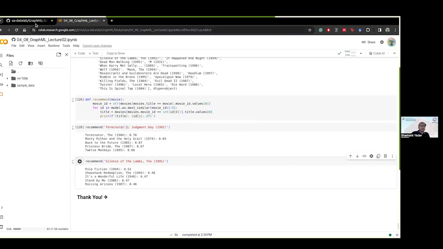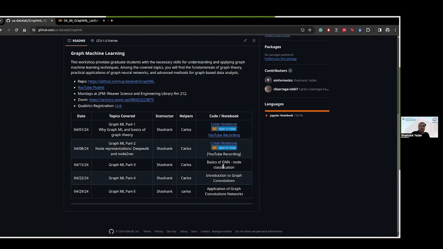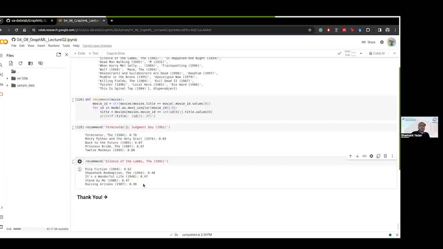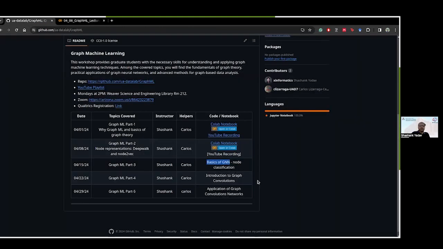For next week we will go into actual graph neural networks and see how they work, because right now we are just doing embeddings based on walks. There is no information flow happening between the nodes, but using a graph neural network, we'll see how information in the neighborhood can be used to do node classification.